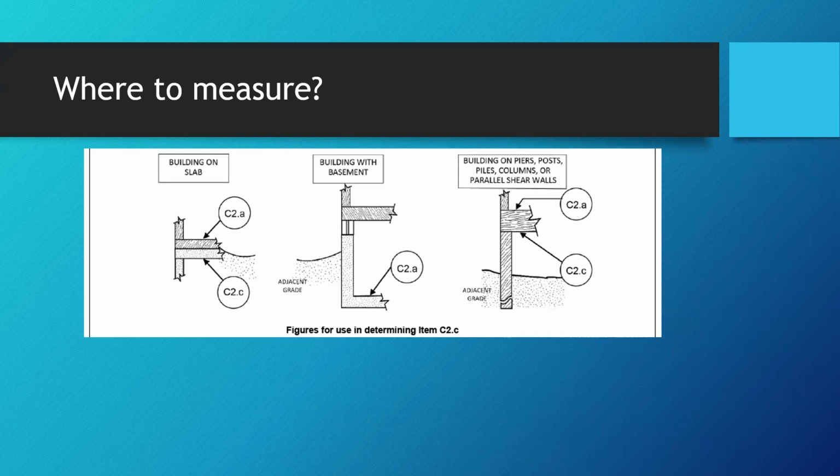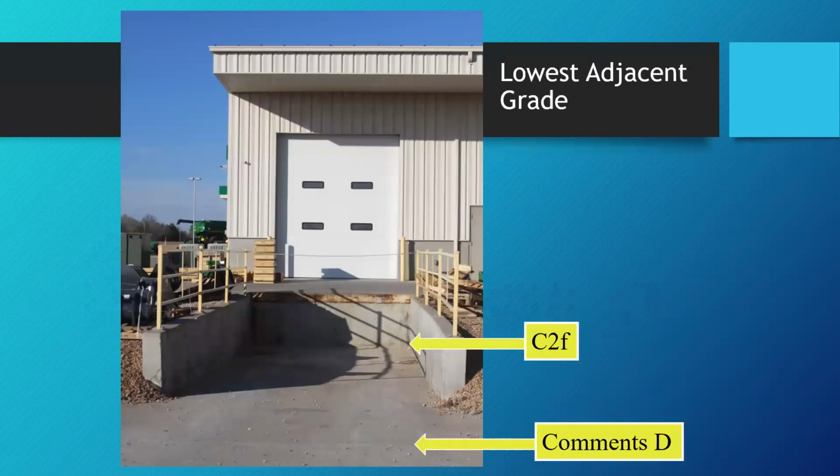So it shows you exactly for the slab building, C2A on top of that, and then C2C, the lowest horizontal structural member, is underneath that, and it looks like it's probably below grade on that. Because again, some diagrams, that's how it's going to be. Building with a basement, C2A, basement floor, and then piers, posts, or columns, it shows you C2A and C2C again. So yeah, just a little bit of update to these sketches.